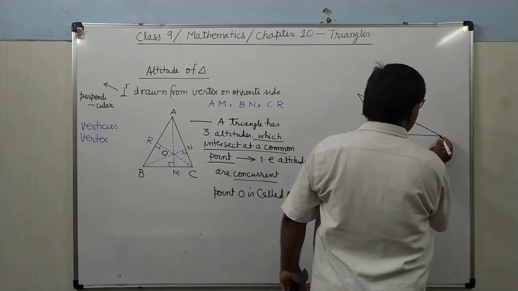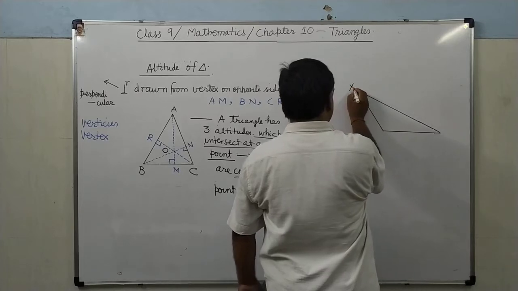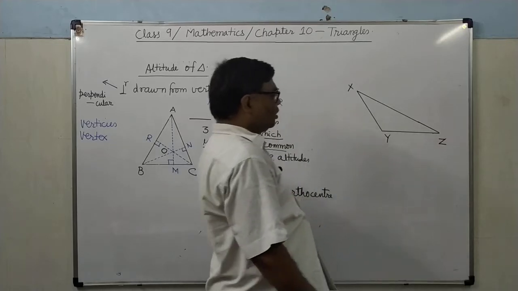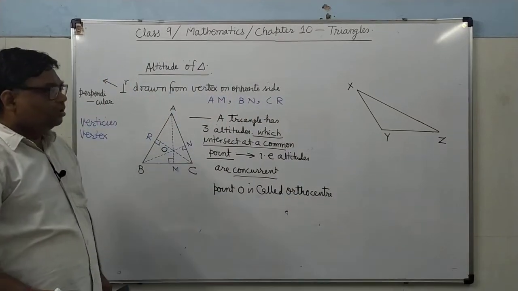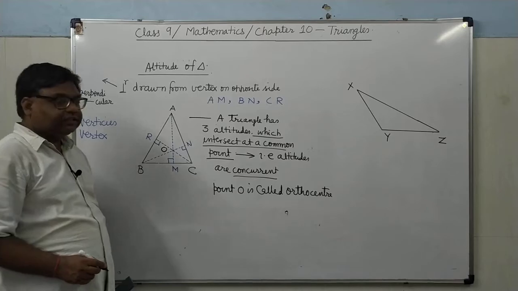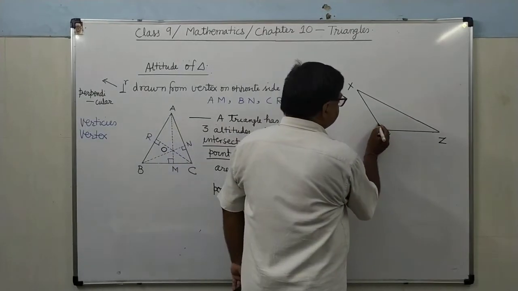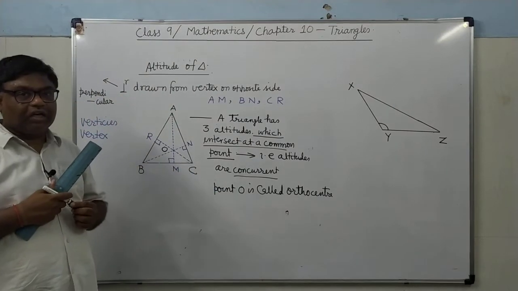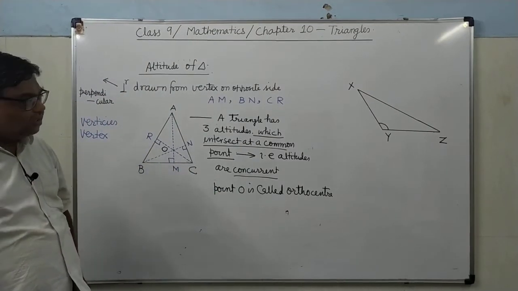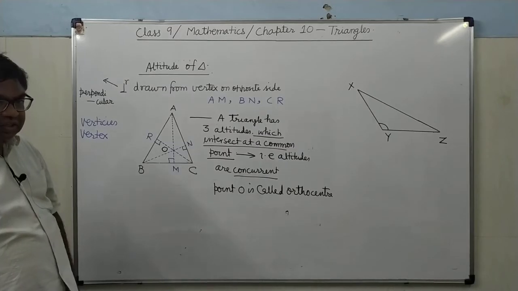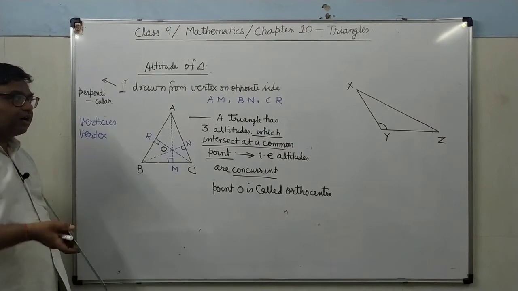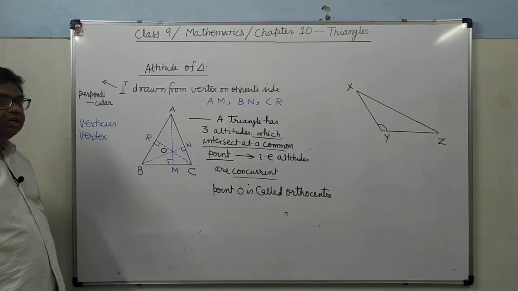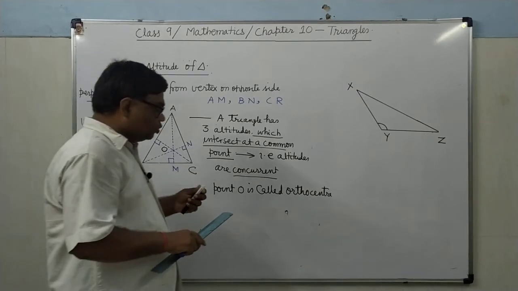This is an obtuse angle triangle. Now which angle is obtuse here? Angle y is obtuse. Now see here, from x you draw the altitude on its base. So what is the base with respect to the vertex x? The base will be the opposite side. Which side is opposite to x? It is yz.